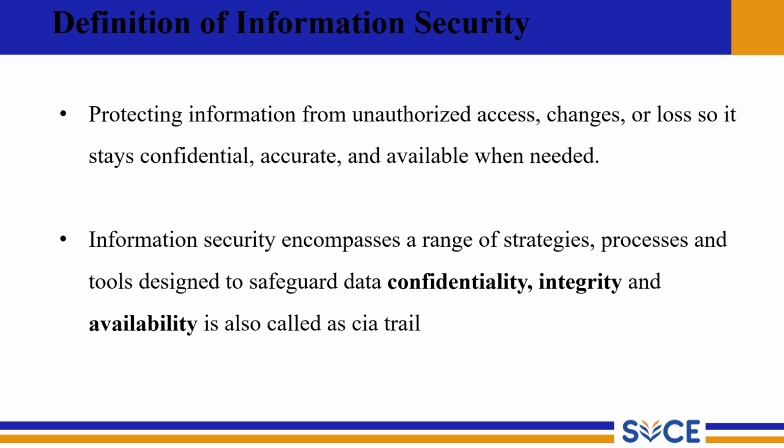Let's see the definition of information security. Information security simply means protecting our information so that it remains secret, correct, and available when needed. It is a set of practices and protocols for protecting information from unauthorized access, changes, or loss. So it ensures confidentiality, integrity, and availability, also called the CIA triad.